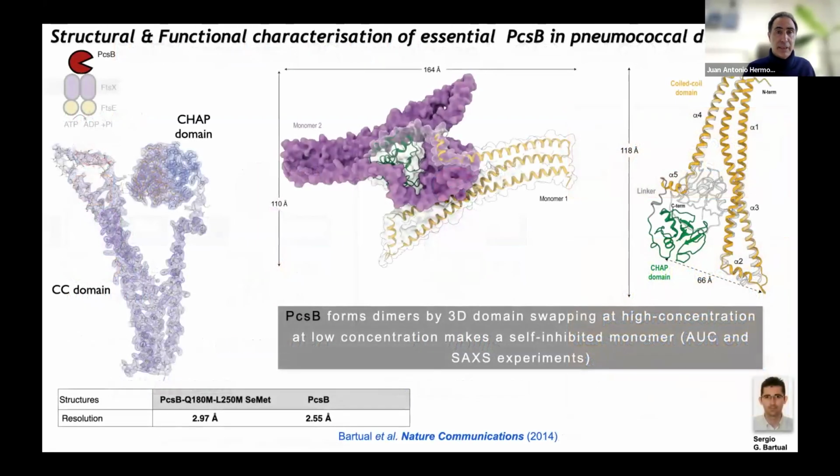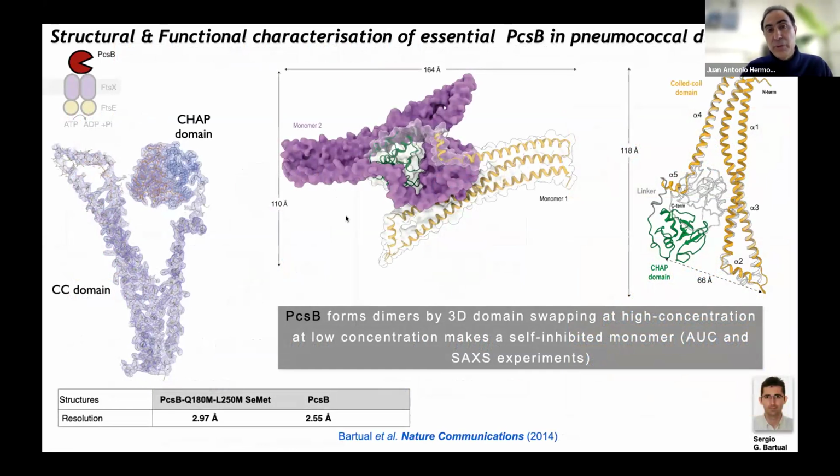So we started the study of this system some years ago with the structural and functional characterization of the essential PCSB protein in pneumococcal division. As you can see here, the protein, as observed by crystallography, presents very long coiled-coil regions, and together with this coiled coil, there is an alanine-rich linker connecting with the catalytic domain, or CHAP domain.